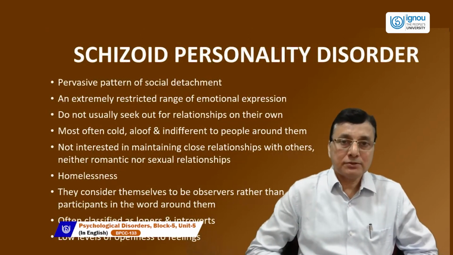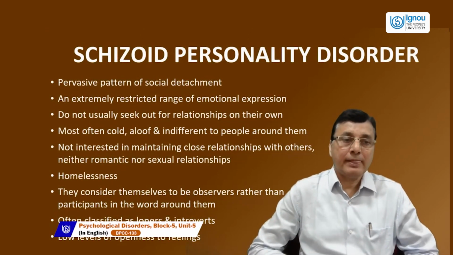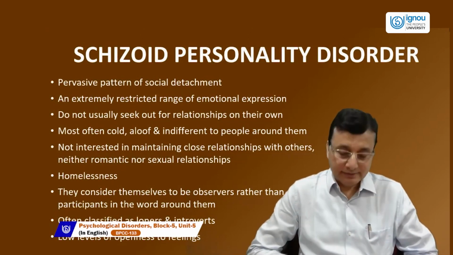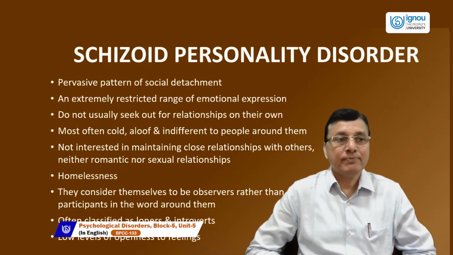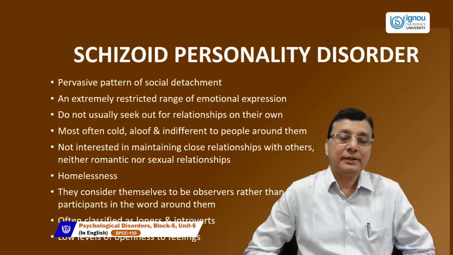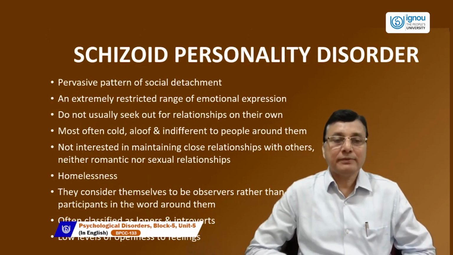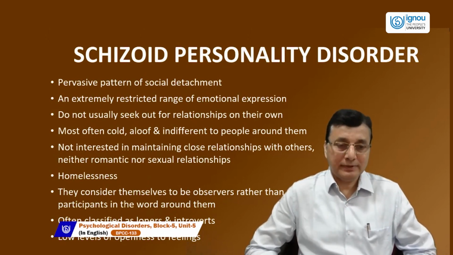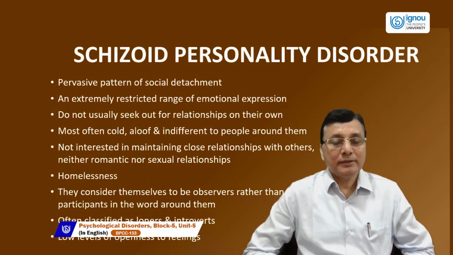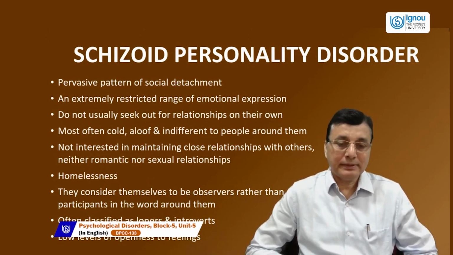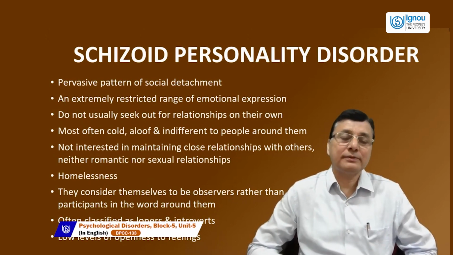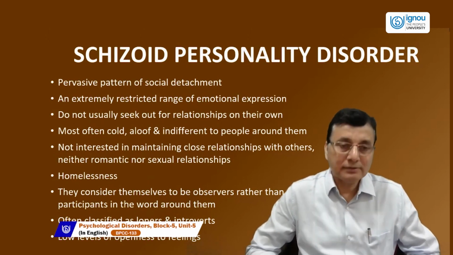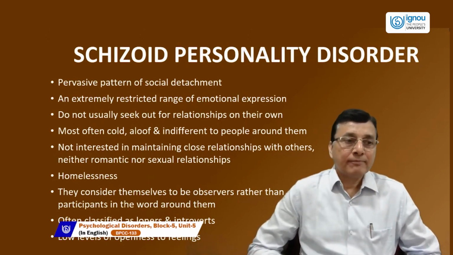Coming to the schizoid personality disorders. So let us see the characteristics of these personality disorders. A pervasive pattern of social detachment. They are not very attached to anyone except one or two, and even though they remain with other people, they do not feel attached, and others also may not feel emotional closeness with them.